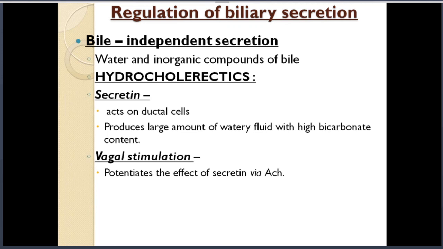Now, biliary secretion has two components, as we have read. It has the organic components and the aqueous component. The aqueous components are bile independent. That means they do not have any bile related compounds in them. The aqueous components of the bile secretion are water and inorganic compounds, that is ions. These two fractions of bile are bile independent fractions, and they are regulated by secretin and vagal stimulation.